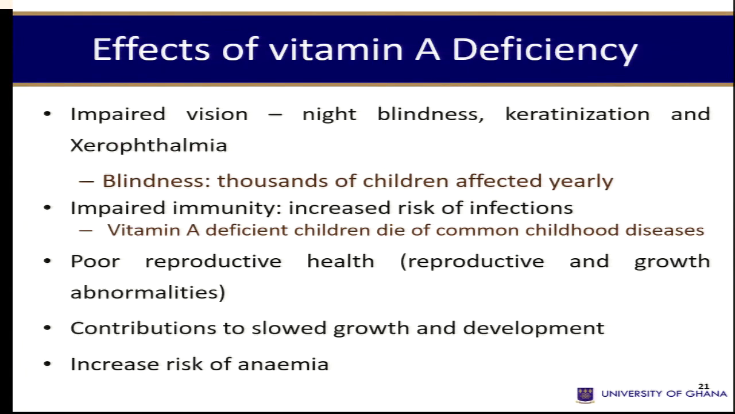So impaired vision, blindness is very common, and that has been a major challenge affecting thousands, millions of children yearly across the globe, and more in developing countries. Immune system infections are very high all over. Reproductive abnormalities are also very common. Contribution to growth failure is also very common, and then also risk of anemia. And I mentioned earlier that as we manage iron deficiency anemia, we also need to look at the vitamin A status of the person we are dealing with.